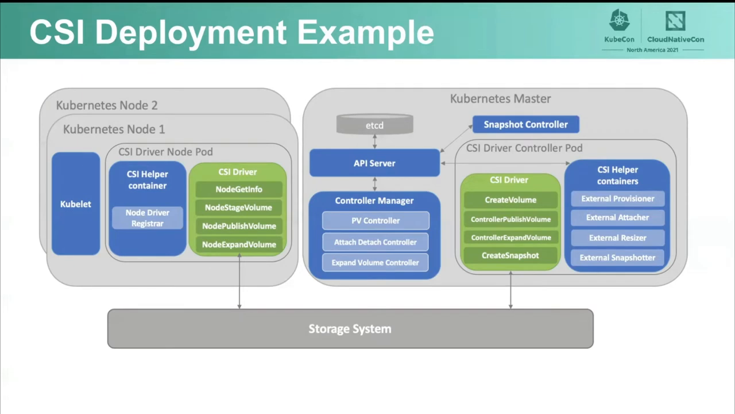Node driver registrar fetches driver information using node get info from the CSI endpoint and registers the CSI driver with the Kubelet on that node. Kubelet directly issues CSI node get info, node stage volume, and node publish volume calls against the CSI drivers to get info and mount volumes.